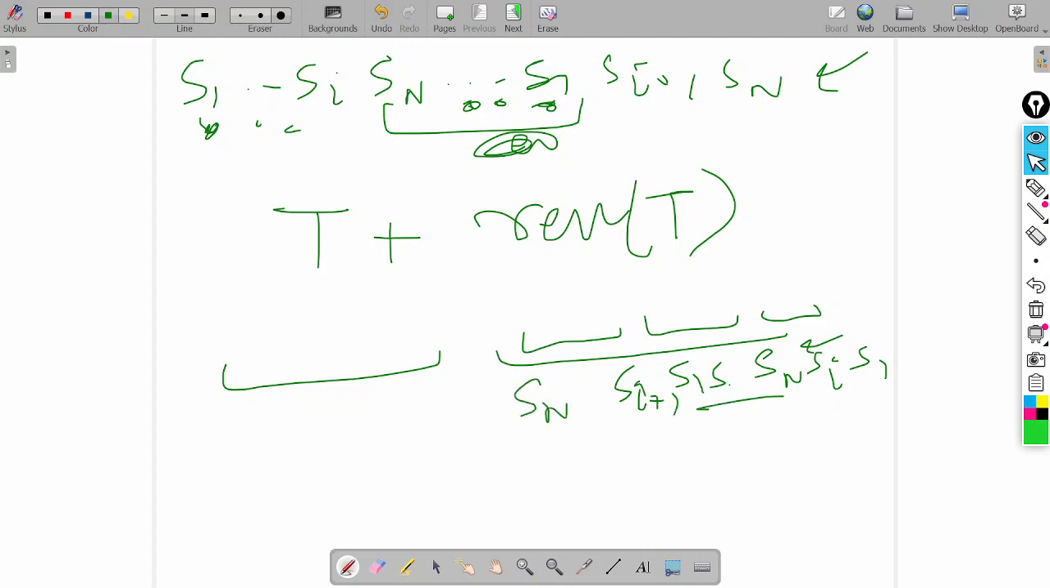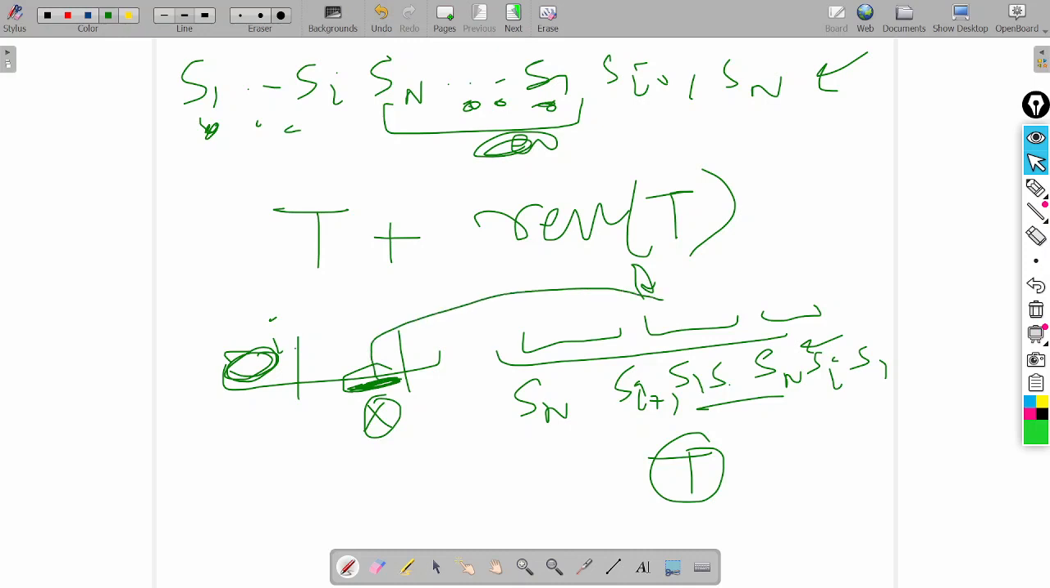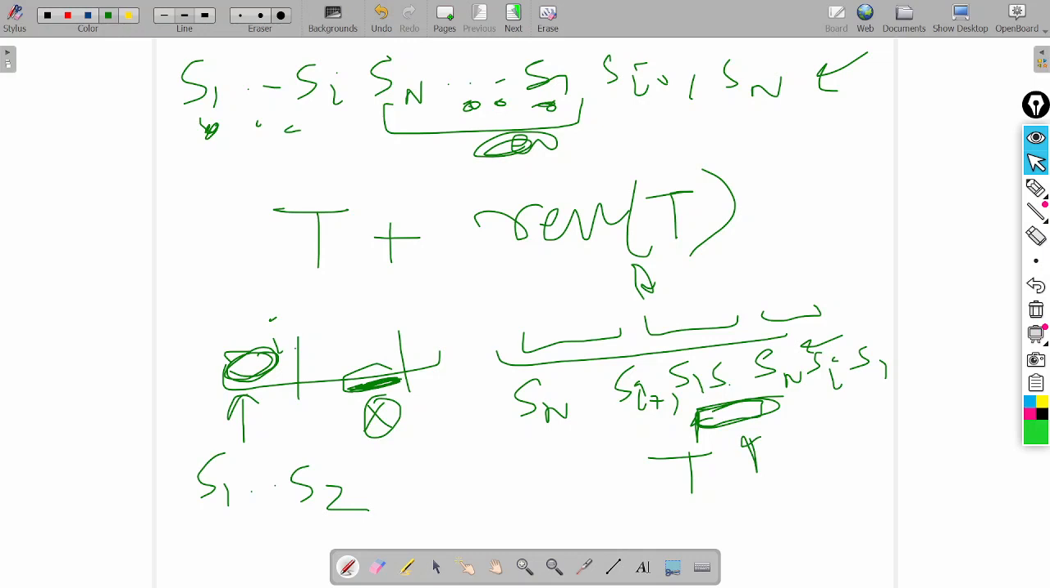Now if we fix some i, we have to check this i with these characters, but we will not check with these characters, we will check with these characters, because this is essentially the reverse of t, so this is the same as this in reverse order. So we will check if these characters s1, s2, up to si are the same as s1, s2, up to si here. If these are the same, then well and good. So I think you understand the first comparison.